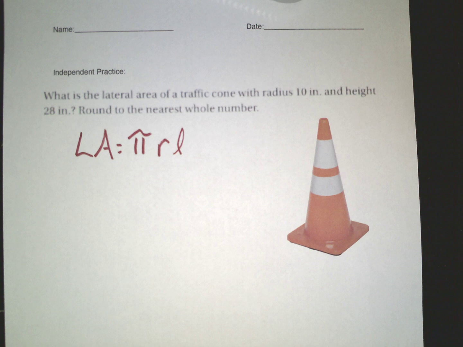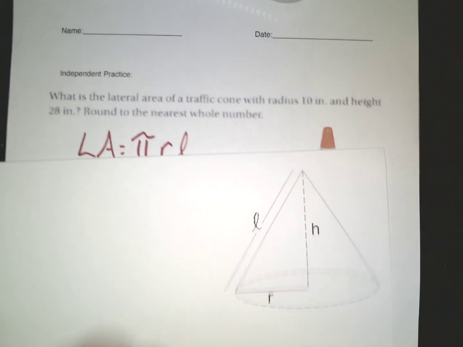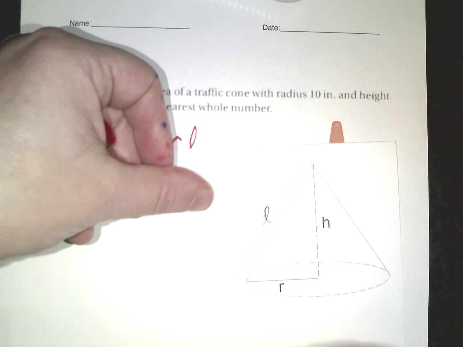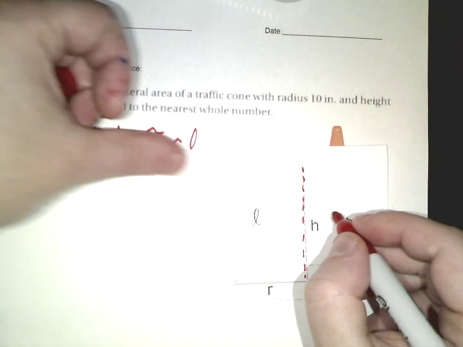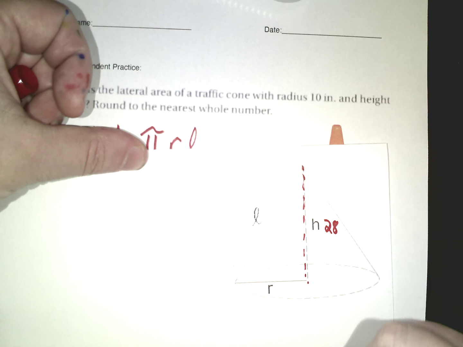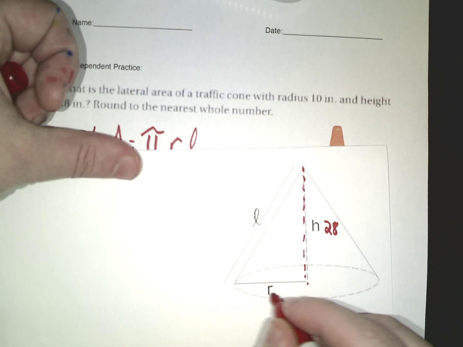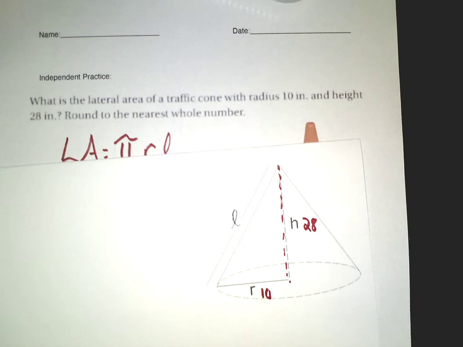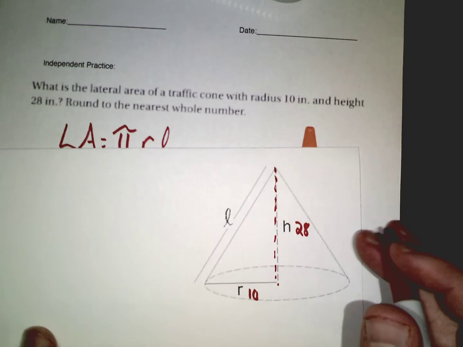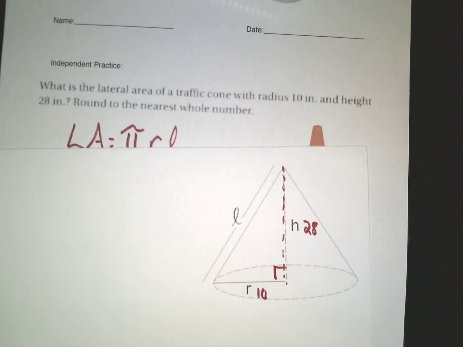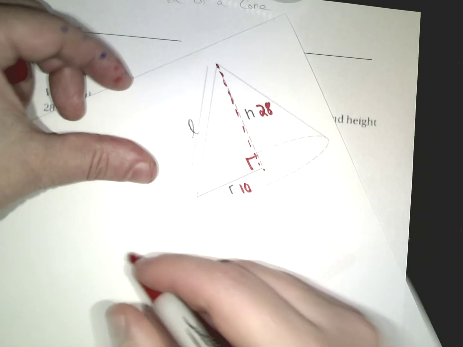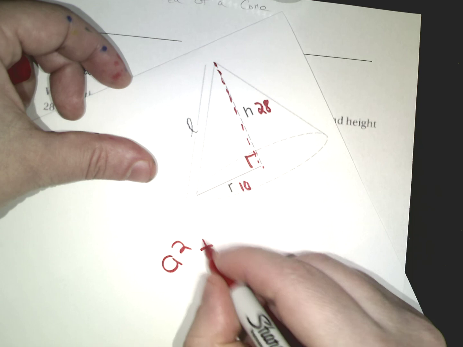Okay? So to give you a better example of what we're looking at, I'm going to use the example from the other one. I need to find L. They're giving me height, and they say the height here is 28 inches. And they say the radius is 10 inches. Once again, this comes to a major problem. We're going to have to use a little trick here. We're going to have to figure out L. This is a right triangle, so I want to find L. To find L, we're going to use good old Pythagorean theorem.